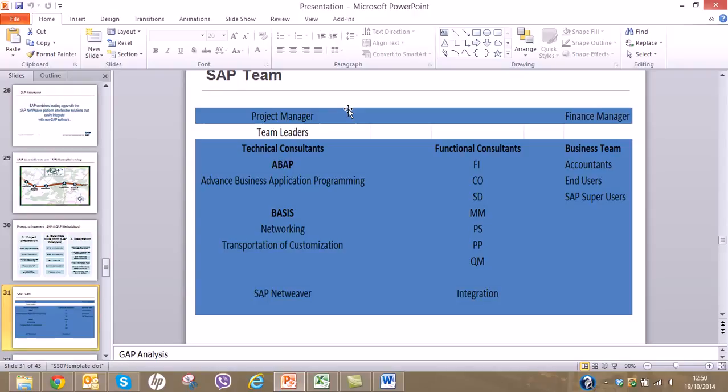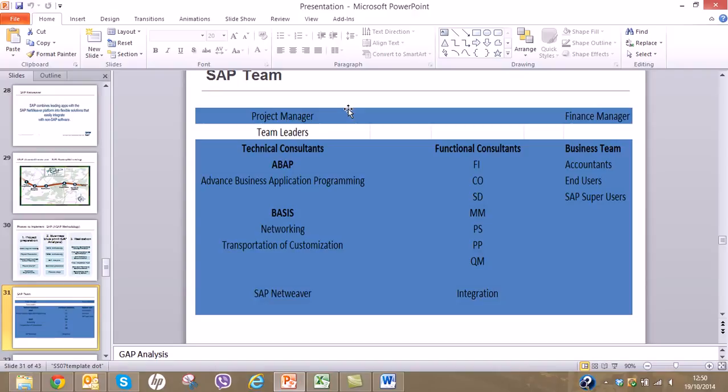Like my team leader, under my team leader 9 people are working. Similarly, there are team leaders on all the teams. For example, the FI team will have a different team leader, CO will have a different one, SD will have a different one, MM will have a different team leader. So different team leaders for different teams.